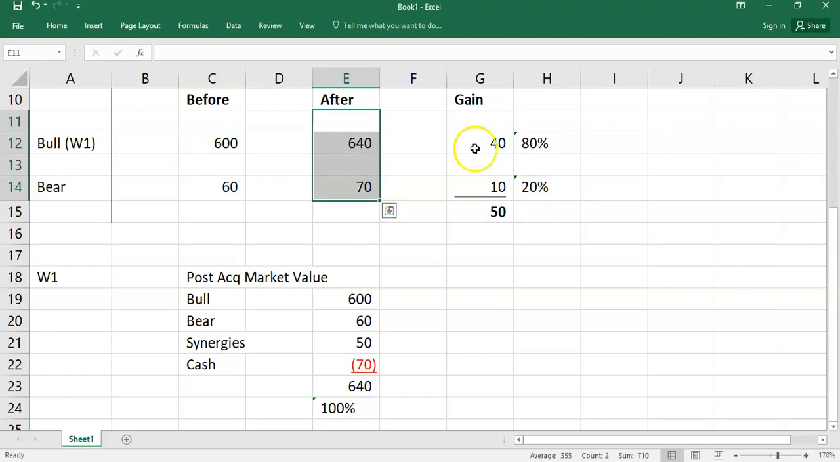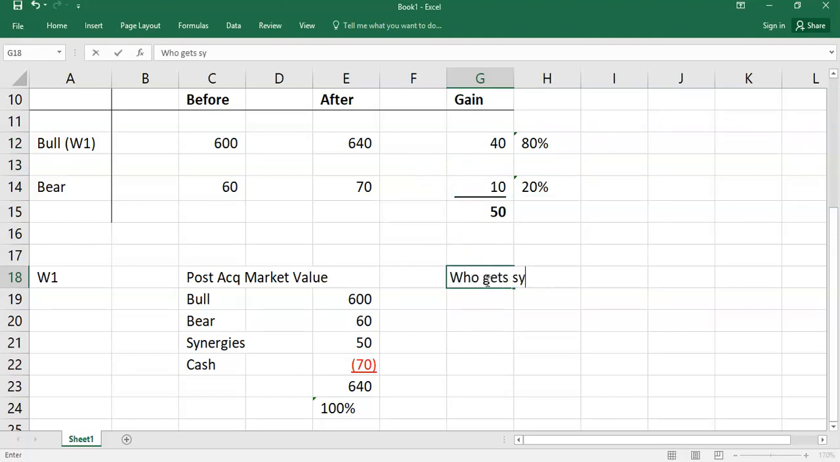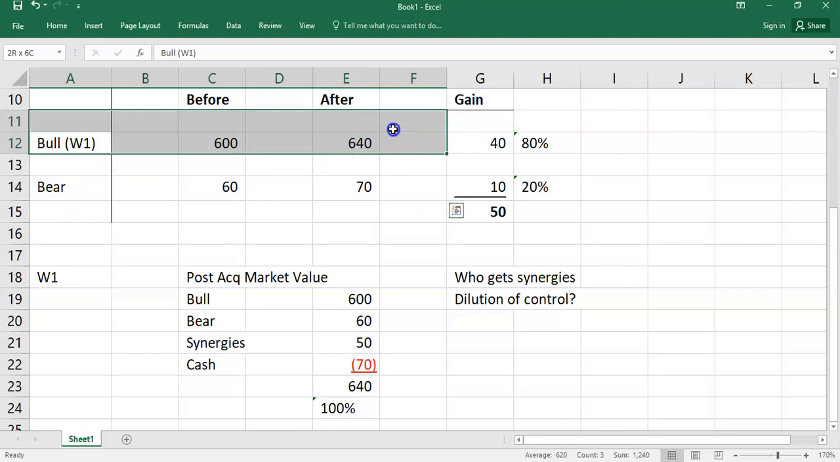In this case, the bull shareholders are getting a lot of the synergies based on the deal that's done. However, the other thing you're always looking at, who gets the synergies, is the first one. Is there any dilution of control? Right. There is no dilution of control here because they bought it all in cash. The acquiring shareholders still own 100% of the business.